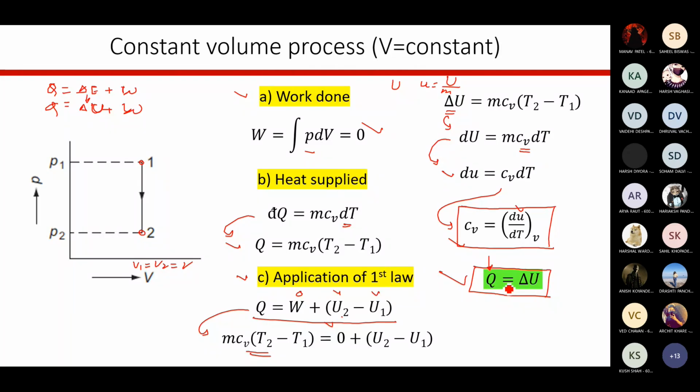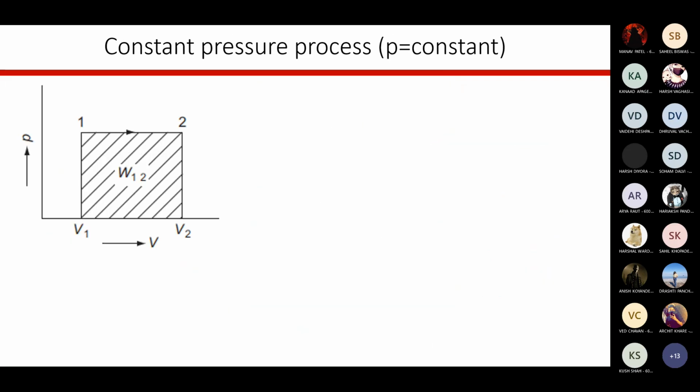Now we will follow more or less the same steps for any other process, maybe constant pressure process or isothermal process. So these three steps, A, B, C, we will follow more or less the same. Fine. So moving to the next process, the constant pressure process.